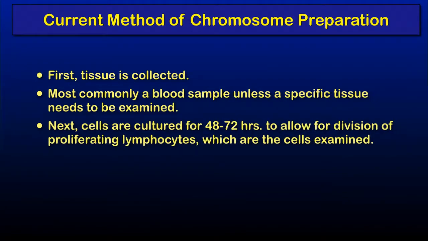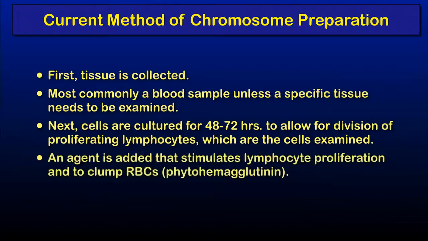We take those cells, and one of the things we want to do is to stimulate their proliferation. So we grow them in culture for about 48 to 72 hours. This allows for these cells to divide, to proliferate. The white blood cells, the lymphocytes, are what we're looking at. Red blood cells are of no value to us because they don't have a nucleus. So we add a compound called phytohemagglutinin. And phytohemagglutinin does a couple of things. One is it is a mitogen for lymphocytes. So it stimulates those lymphocytes to go through the cell cycle.